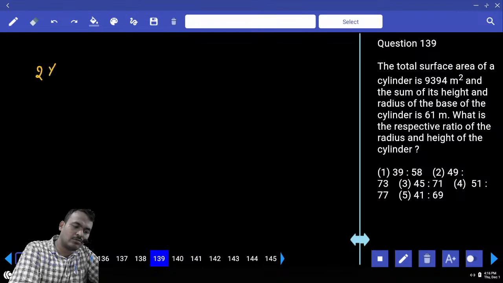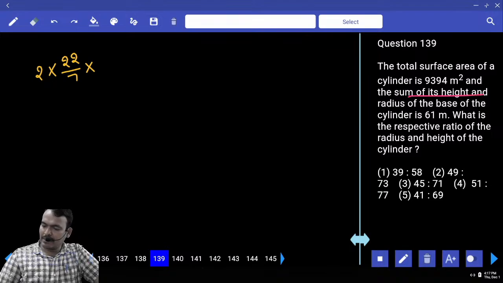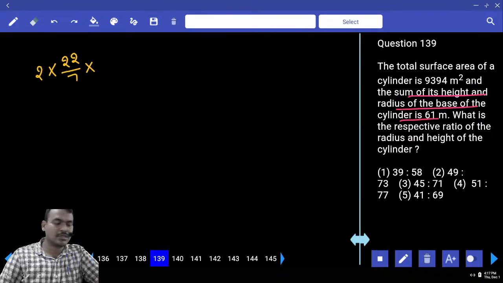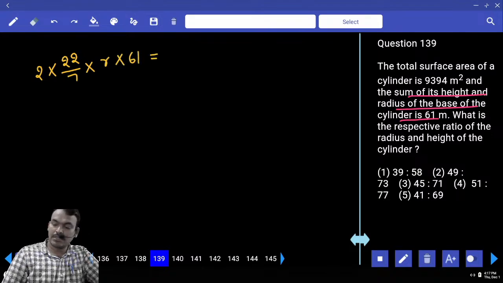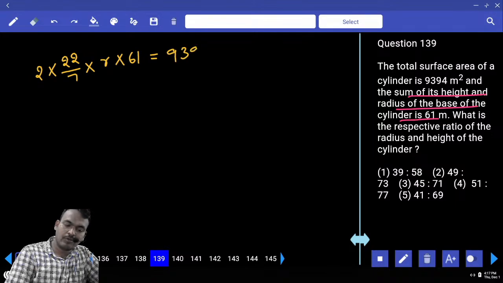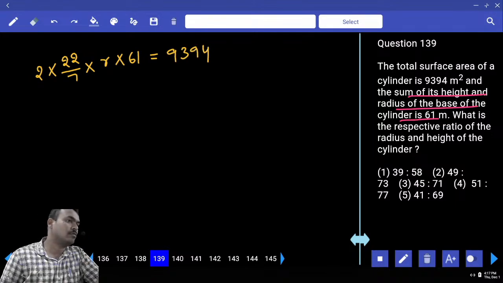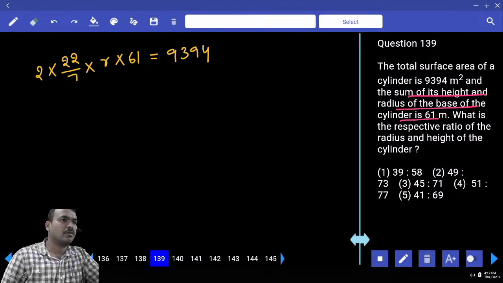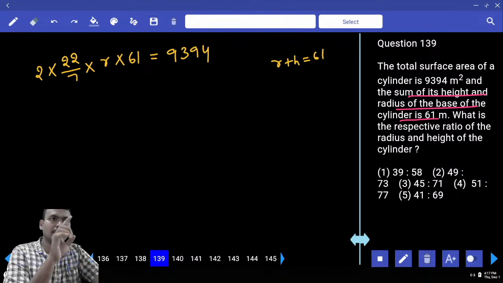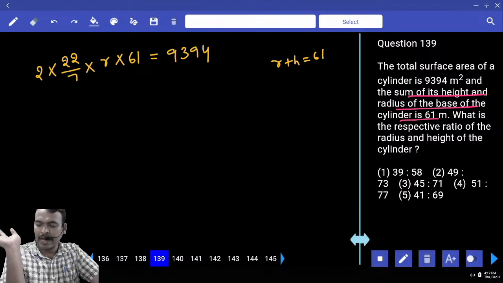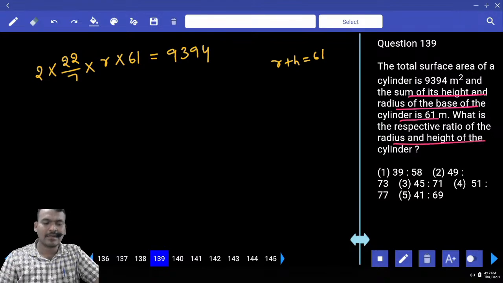2 into pi value 22 by 7 into radius, and the sum of the height and radius is given as 61. 2 into 22 by 7 into r into 61 equals 9394. Solving this, we get the radius value. If we know the radius value, obviously we get the height value, because we already know r plus h equals 61. Solving the first one, we get the radius. Substituting the radius in the second one, we get the height. But we require the radius and height ratio.